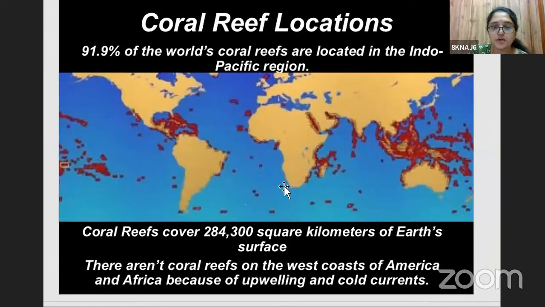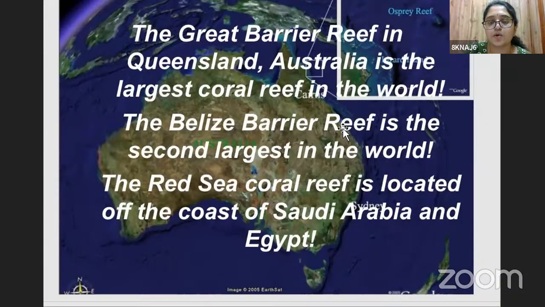And when you see the location, you can see that around 92% are located in the Indo-Pacific region only. This is the Indo-Pacific region. And there are no coral reefs on the west coast of the US and Africa as such. That is because in this area you have the Atlantic Ocean and the Pacific Ocean, and it is all very cold. So this is the largest coral reef, and the Belize Barrier Reef is the second largest. The Red Sea Coral Reef is located off the coast of Saudi Arabia and Egypt.